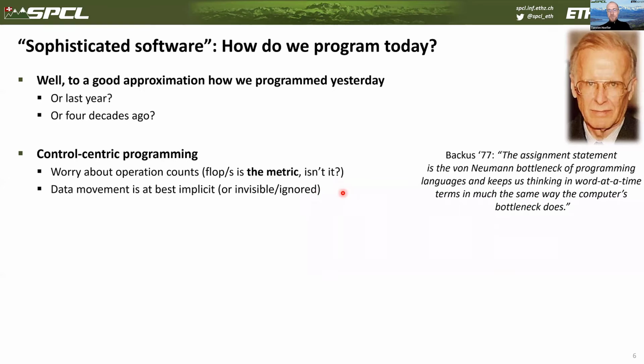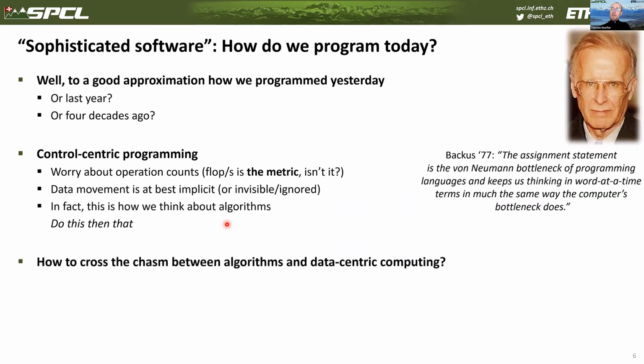So data movement is really implicit. It's mostly ignored unless you start worrying about real performance. Then you suddenly start worrying about it. So we think wrongly about algorithms because we always think about this thing, do this, then that, like a recipe, essentially, but not move the data there and then process it there. Right? Our whole mindset is somewhat wrong. Unfortunately, that's deeply ingrained in the human psyche, I think. It's much easier to reason about algorithms than it is about locations. Right? So that's something on the psychological side.